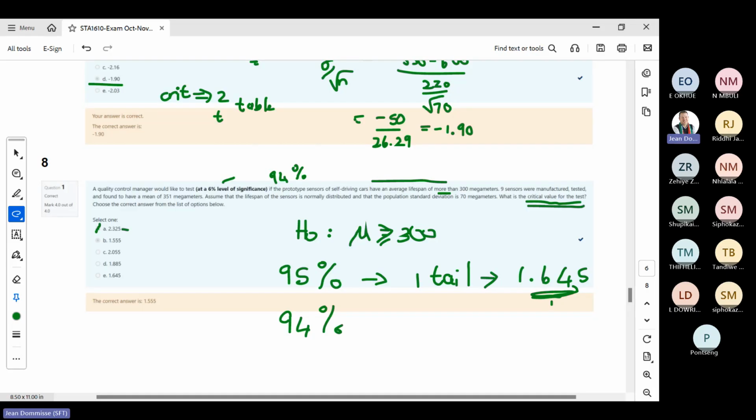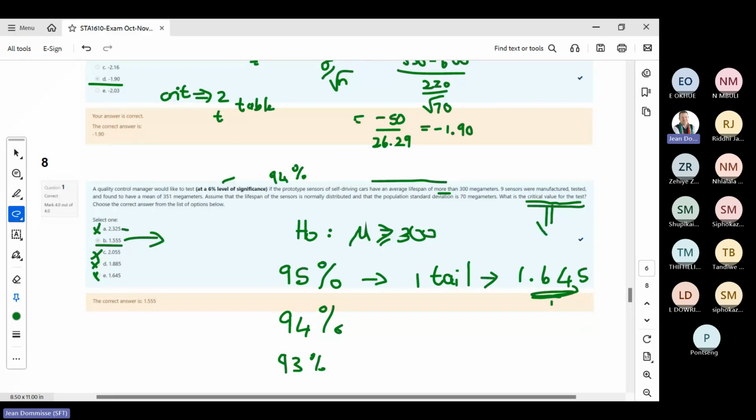That is too big. Oh, there's one that's less. Too big, too big, too big. So we didn't need to know exactly what the 94% or 93% is. We just know that it is less than 1.645. So they will only give you one answer that is less than 1.645. They're not going to give you a 1.555, 1.51, 1.495.